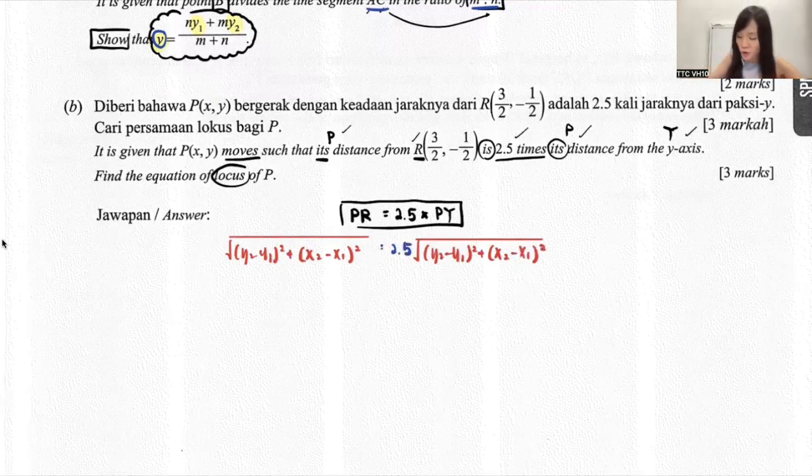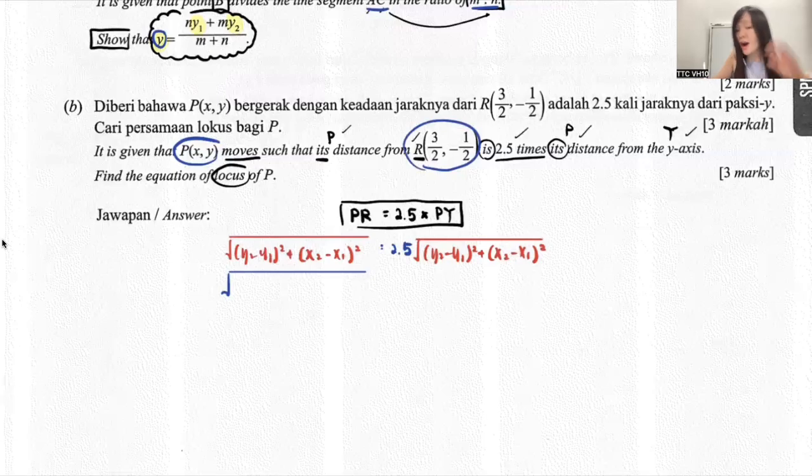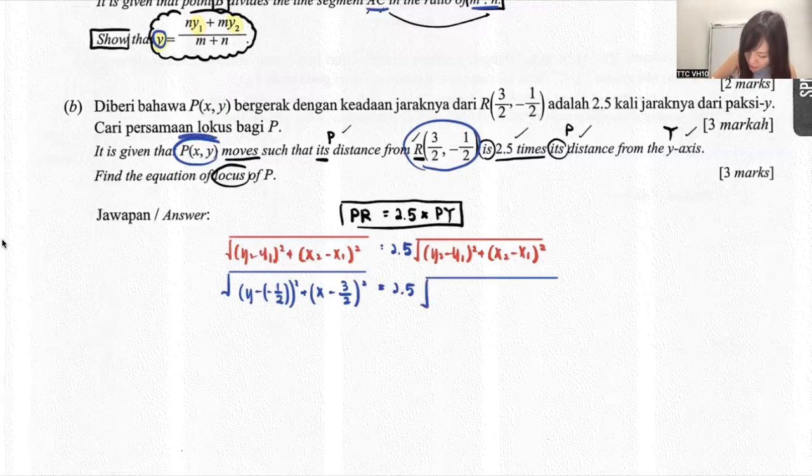Okay, my dear? From here, the left side is PR. How do I do PR? This is the coordinate for P, this is the coordinate for R. Just substitute. So isn't it y minus negative 1 over 2 squared plus x minus 3 over 2 squared. Okay, the other side is talking about PY. So guys, P is still the same coordinate, this one. Okay, how about Y? Wait, this one, rub it off.